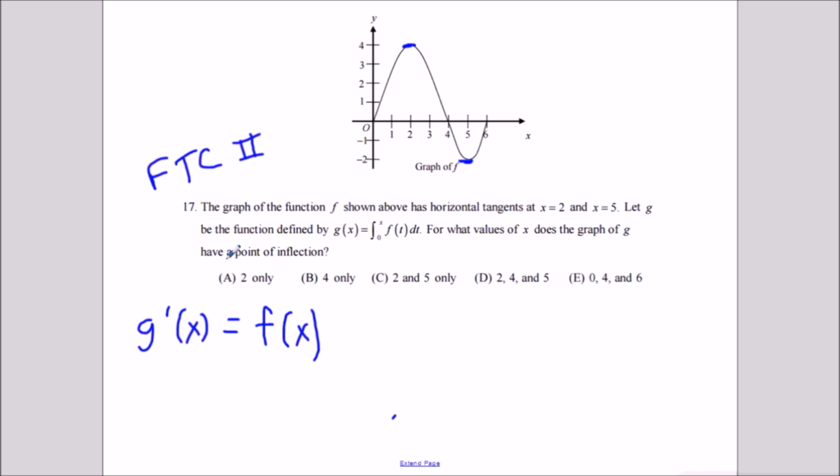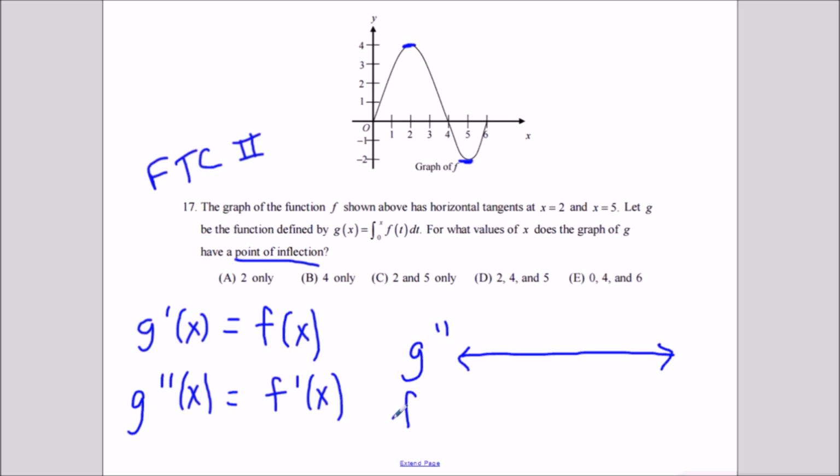And you want to know, for what values of x does g have a point of inflection? So anytime you hear point of inflection, that means we're looking for a sign change in the second derivative. So the second derivative, g double prime, would equal f prime of x. So to find a sign chart for g double prime, we need to look for the slope of f. So this sign chart, we could also call it f prime. And the hint they gave us here was that the graph of f has horizontal tangents at x equals 2 and x equals 5. So what this tells us is that f prime of 2 and f prime of 5 are both equal to 0.